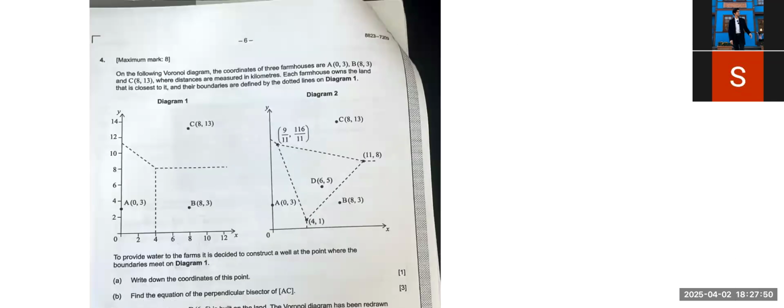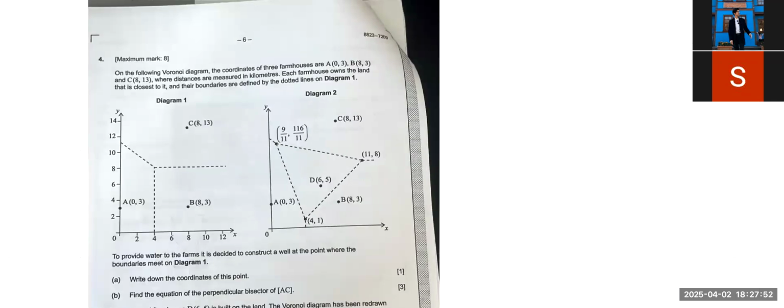Let's take a look at the question now. On the following Voronoi diagrams, you have the coordinates of three farmhouses, A, B, and C, where distances are measured in kilometers. Each farmhouse owns the land that is closest to it. Their boundaries are defined by the dotted line. So this is farmland 1, this is farmland 2, and this right there is farmland 3. So this is C's farmland and so on.